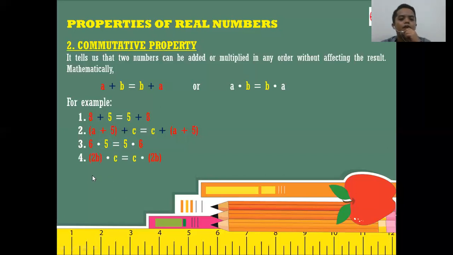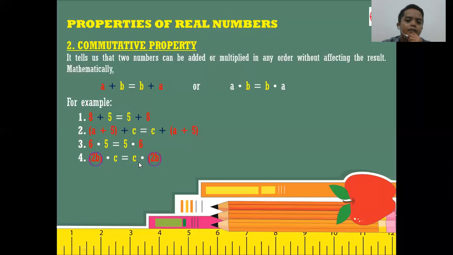So for problem number 4, the quantity of 2b times c is just equal to c times 2b. Same as example number 3, but this time your A now would be the quantity of 2b. So this quantity of 2b would now be moved to this side.